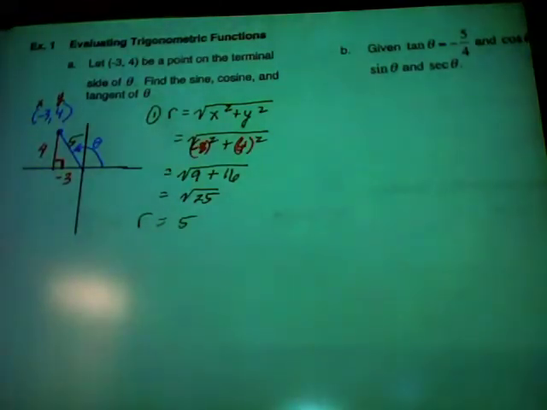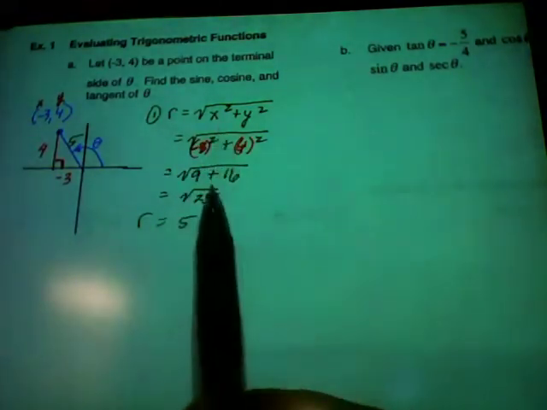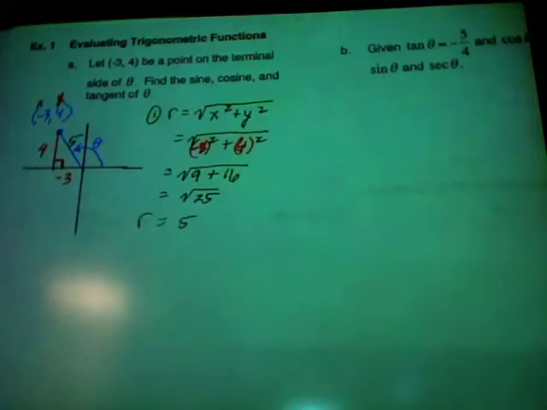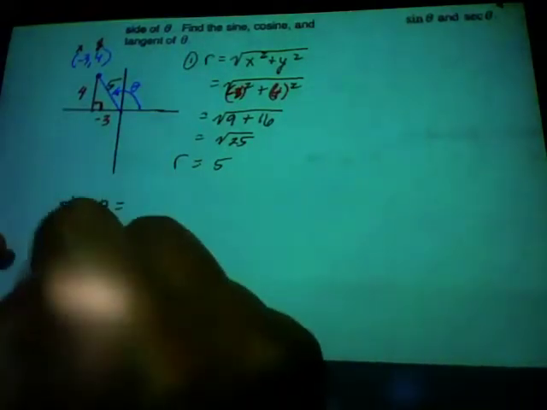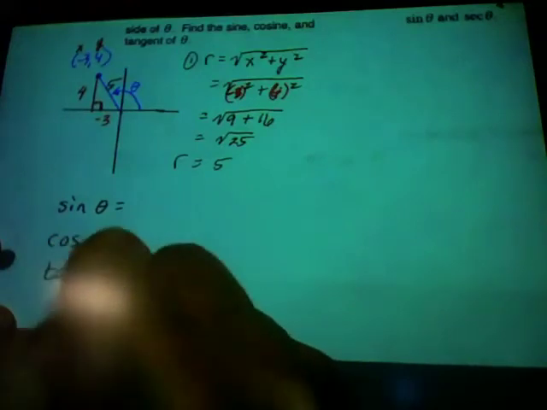That doesn't matter because we will never have a negative r. R will always be a positive value. Even though technically distance isn't negative, right? In the coordinate grid it is for these purposes. All right, so r is fine. So then we have to find sine of theta, cosine of theta, and tangent of theta. So this is step 2.